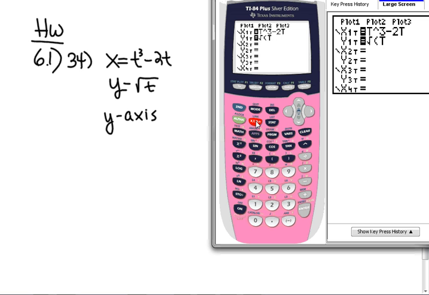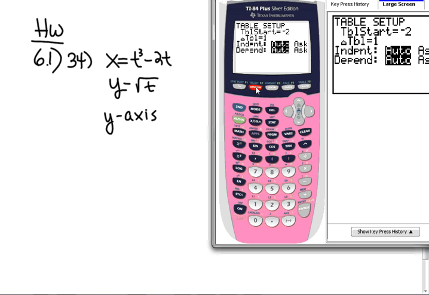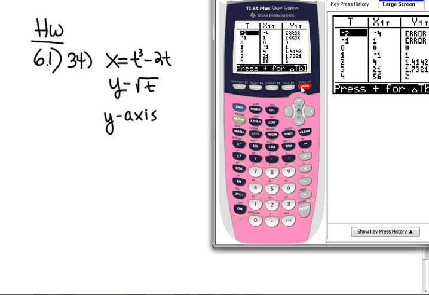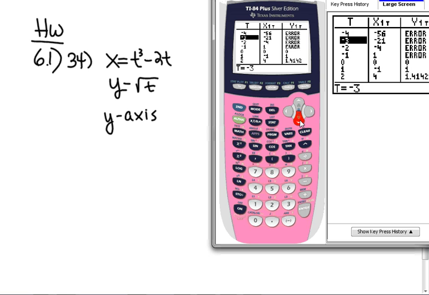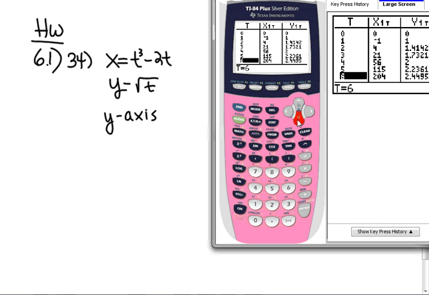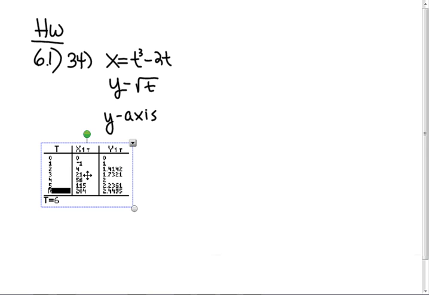And I'm going to look at my table, just to get a feel for my values. So the y values aren't very big. I can't go negative, can I? Okay, so I might want to go up to 0 to 3 on the y's. There we go. Now I got to go back and get my calculator.